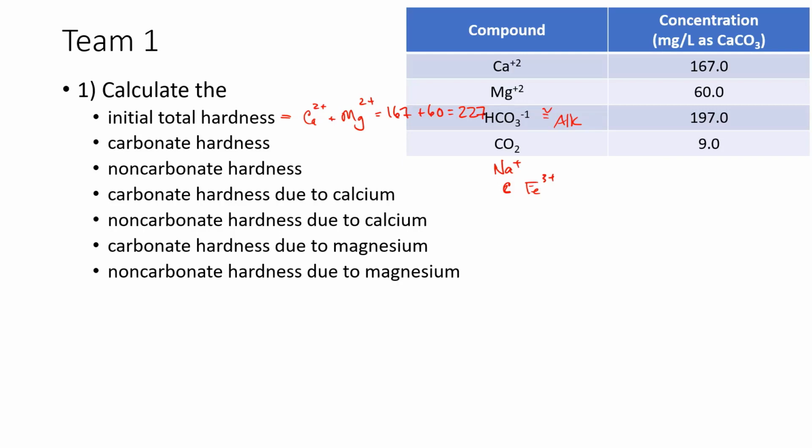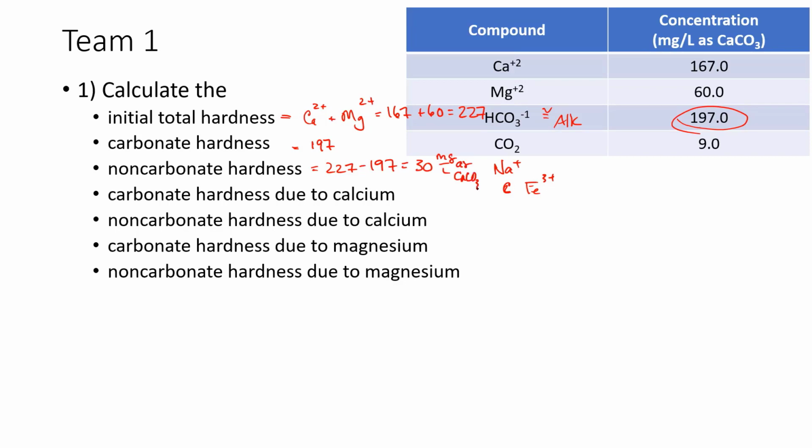The carbonate hardness then is that portion of the hardness associated with the alkalinity. So alkalinity is limiting. So this is equal to 197. And then the non-carbonate hardness is the difference.